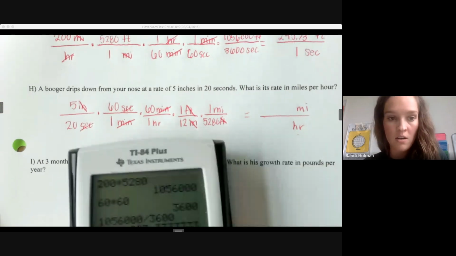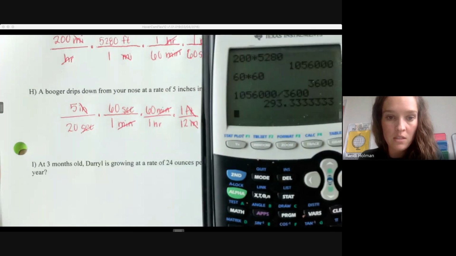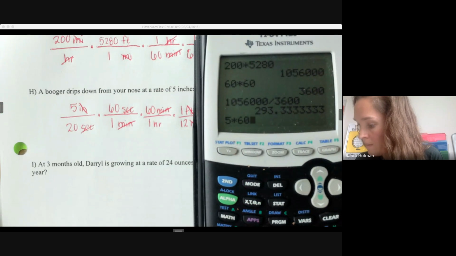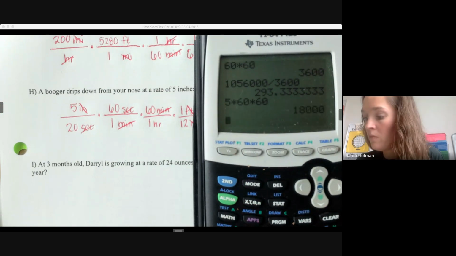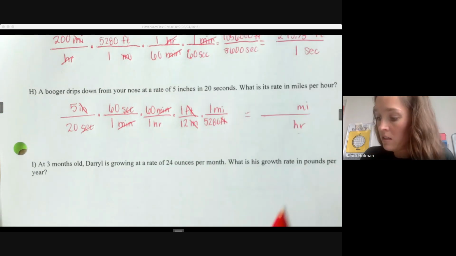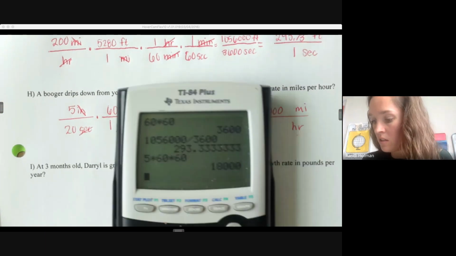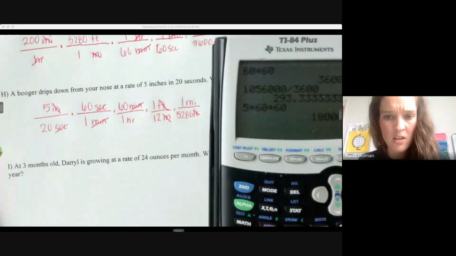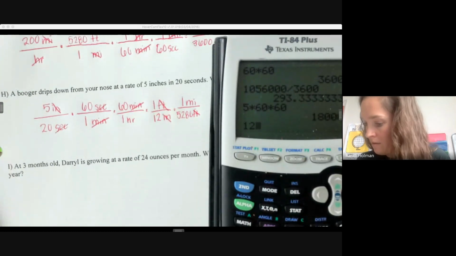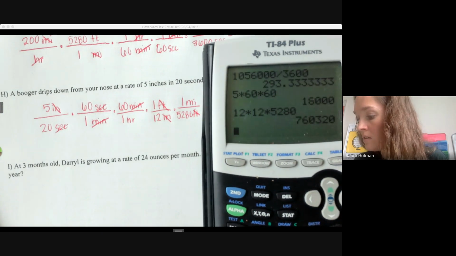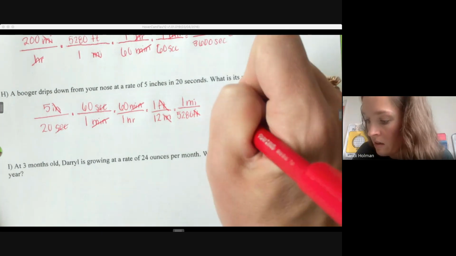So numerator, 5 times 60 times 60. We end up with 18,000. The denominator, we have 12 times 1 times 1 times 12 times 5,280. 760,320.